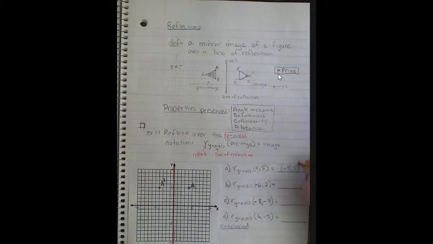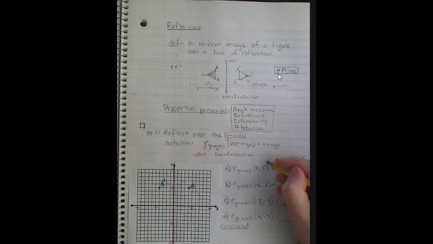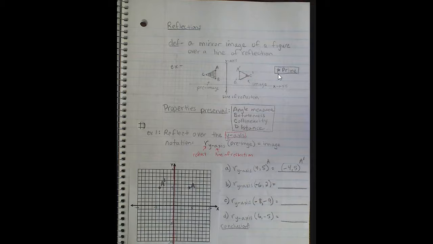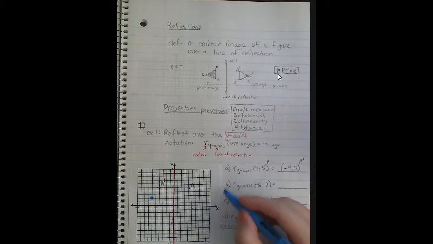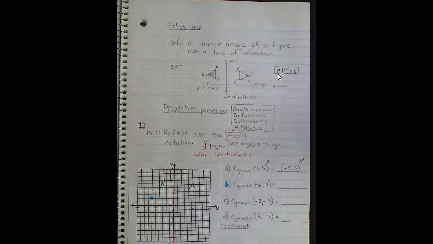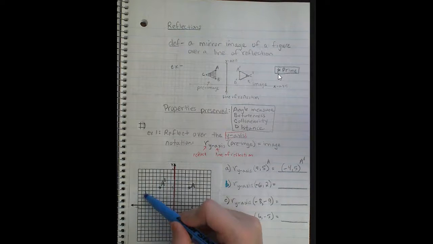This is A prime. That one was A. Okay. Reflect over the y-axis, (-6, 2). So this time my point's going to be -6, up 2. I'll put it in blue there, just so we can see the difference. So this is point, I'm going to call it B.